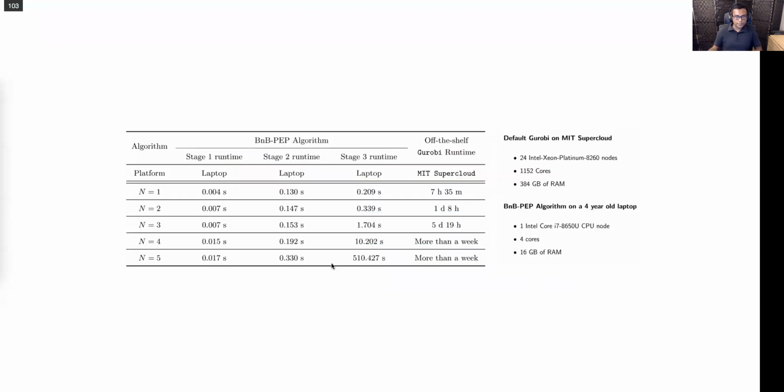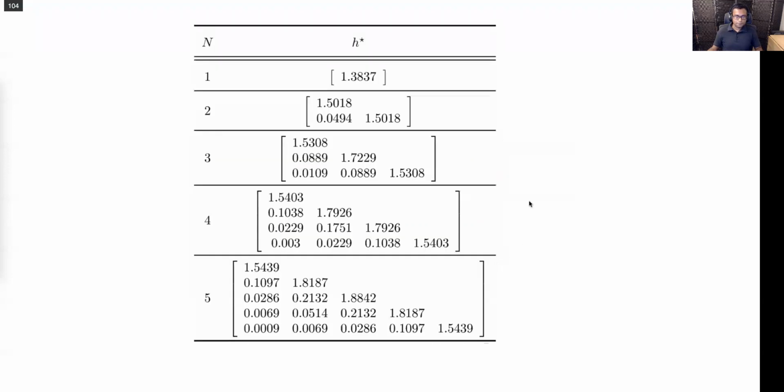Okay, so this shows the runtime, and I actually showed a summarized version of this runtime table before, so I will skip this. This shows the kind of results BnB-PEP will generate. This is for L equal to 1. If we are interested in some other L, then the corresponding step size will be 1.3837 over L for iteration number 1, and so on. So you will divide these step sizes by L.